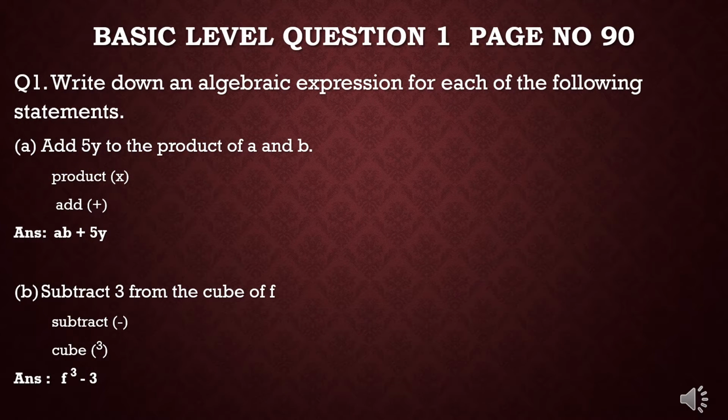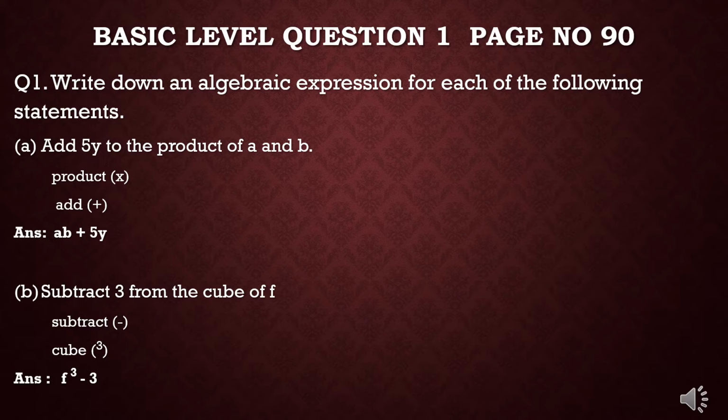We are going to start with the basic level, which is question number 1, given on page number 90 of your D1 books. I've written all the questions so that you can follow me. Question number 1 says, write down an algebraic expression for each of the following statements. This question gives you statements and you have to write those statements in algebraic expressions, not in statements again.